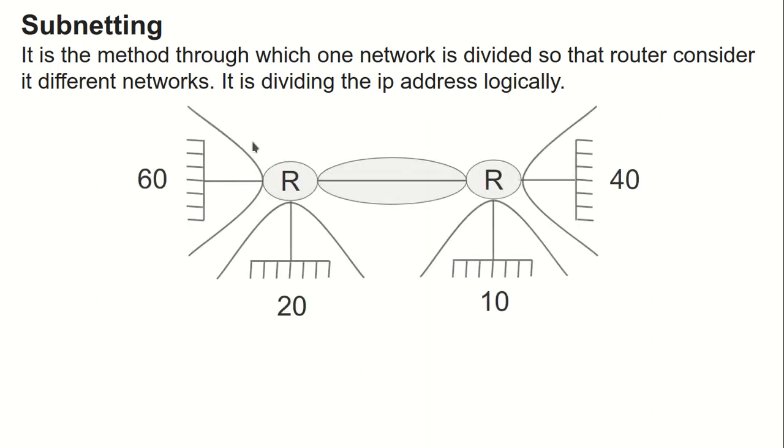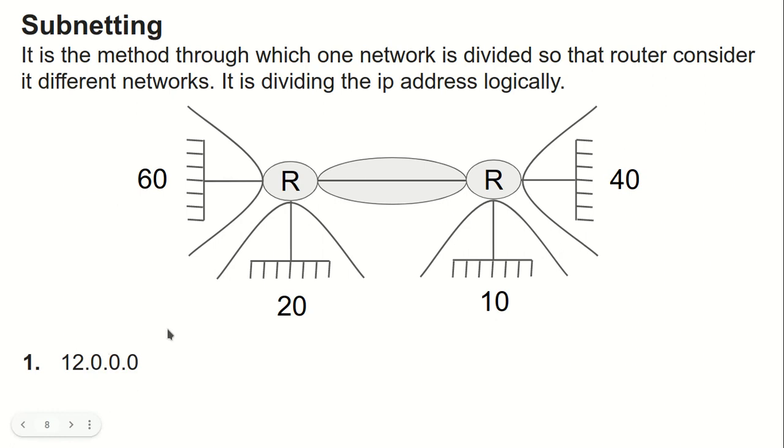Here is a network. Let's take an example of it. These are the two routers that are connected in a network, and these are the IP addresses. Let's say one network has 60 IP addresses, the second has 20, the third has 10, and the fourth has 40. So let's take the 60, and before taking this 60 IP address, let's take the class A IP address.